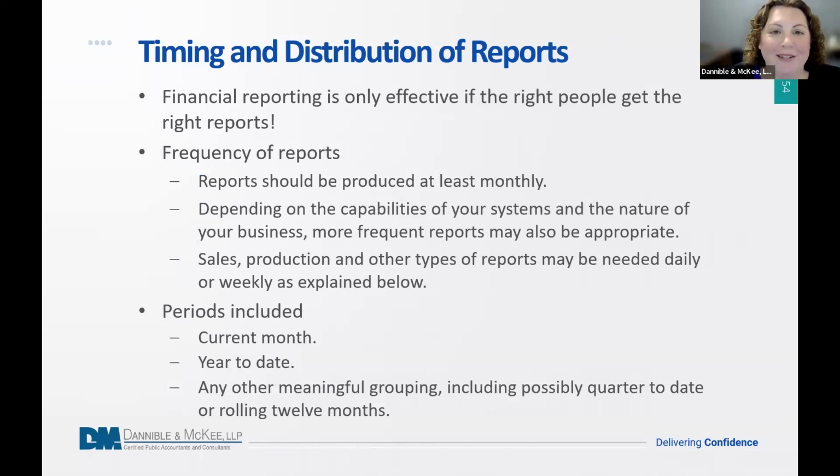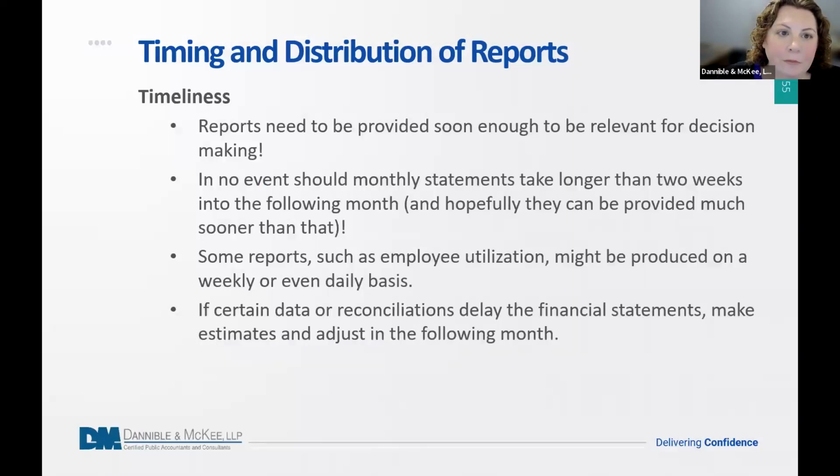Timing and distribution. This is a hot button point for any of my CFOs out there. Financial reporting is only as effective if the right people get the right reports, and they have to be frequent. Reports should be produced at least monthly. Depending on the capabilities of your system and business, of course, you may be able to do more frequent reporting. Periods include current month, year to date, and any other meaningful groups. I love sometimes even to do a 12-month rolling. A lot of your accounting software will give you a 12-month rolling that you can dump right into Excel.